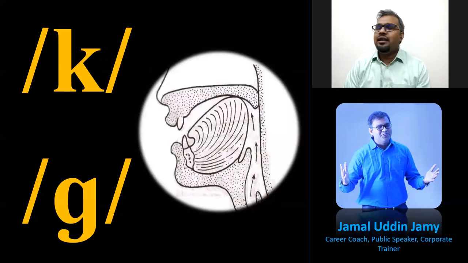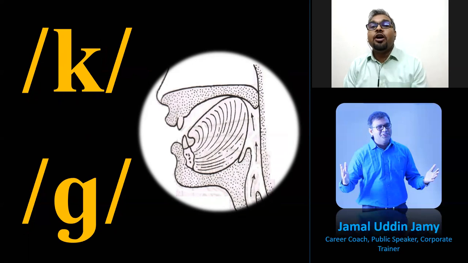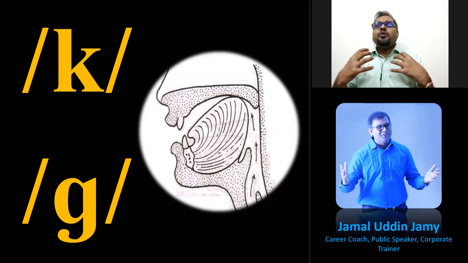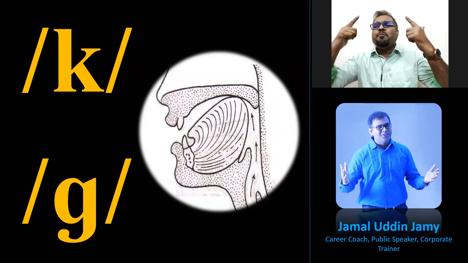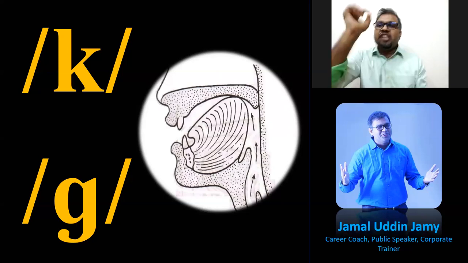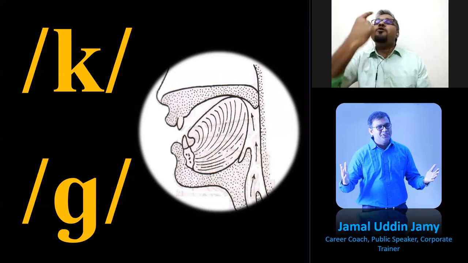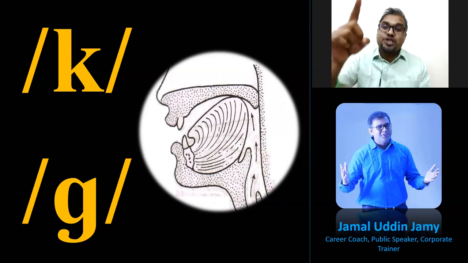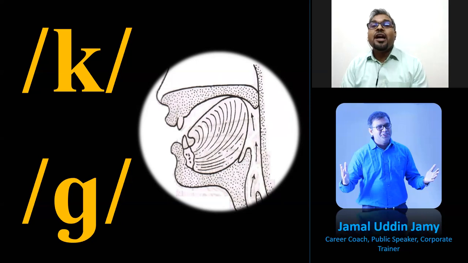Next one. Very interesting one. Ka, ga. My name is Khan, Khan, from here. Your back part of the tongue will touch your soft palate. See in the picture, the back part of the tongue is touching the soft palate. If you touch, you'll feel the softness. Don't do that. Ka, ga.